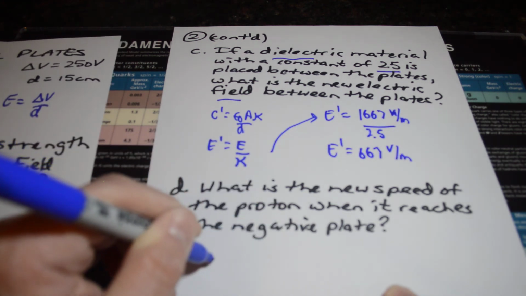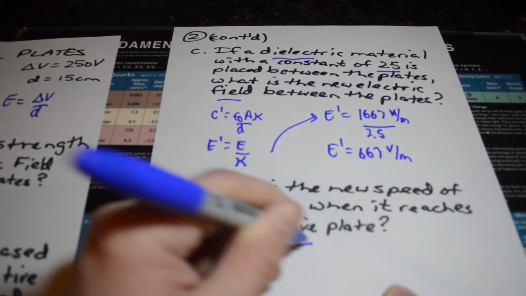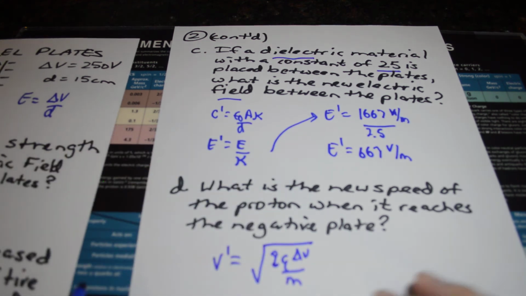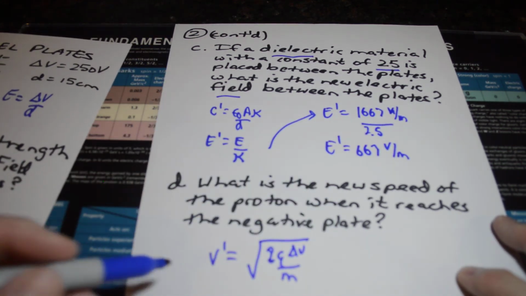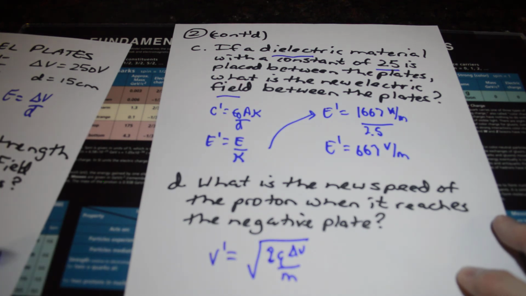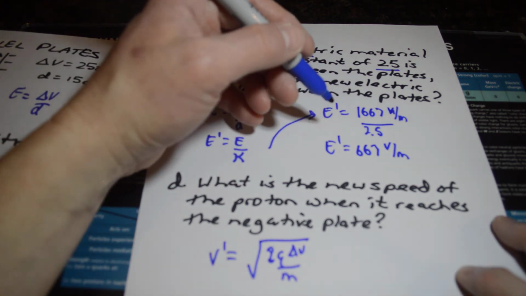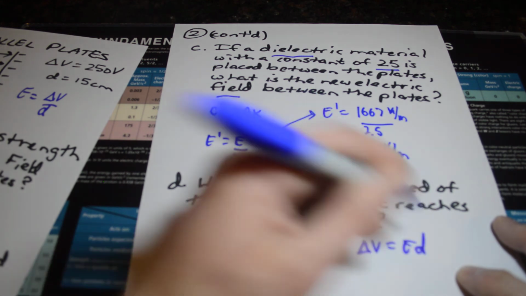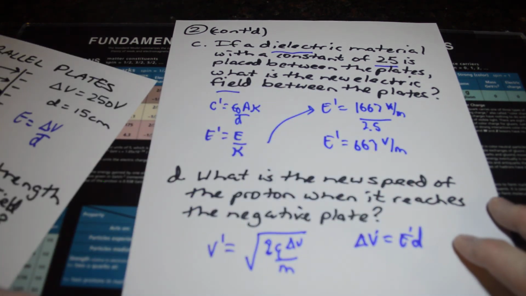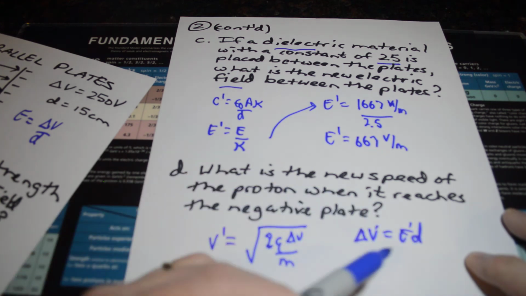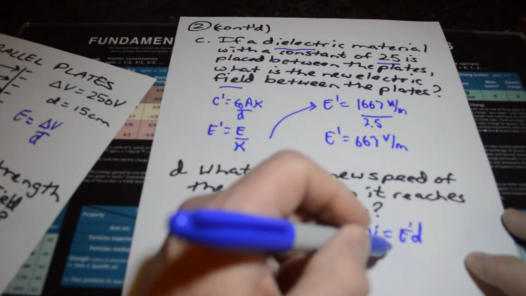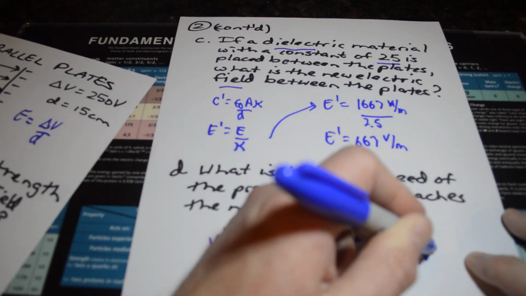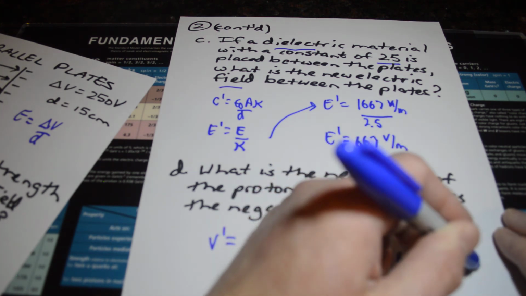Well, it's going to give you that same result, that you're going to have the square root of 2qΔV over m to find it. All you do differently is find out what the new potential difference is. If V equals ED, then we need to find out what the change is. The thing that doesn't change is the distance, but if the electric field changes, so does the potential difference. So you're going to have 667 volts per meter, and you have your 0.15 meters again.